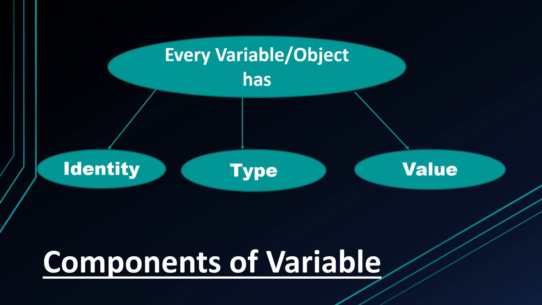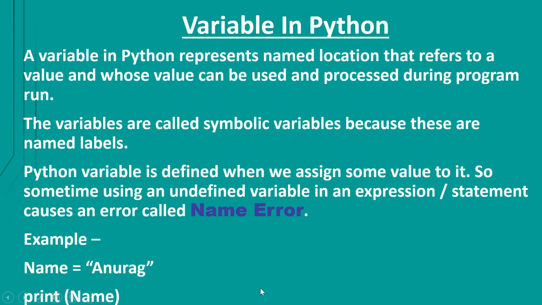Every Python variable has three components: its identity, type, and value. Let's suppose we have declared one variable name and assigned the value Anurag to it. So here in this statement, name is the identity, Anurag is the value, and as we need not declare the data type of a variable in Python, it depends upon the type of value it is holding. Right now, as name is holding a string value, its data type becomes string.